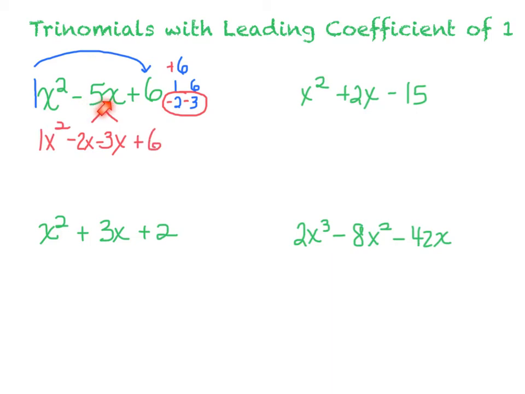Now, I didn't change the value. Negative 5x can also be written as negative 2x minus 3x. I'm going to group. So I'm going to group right here.